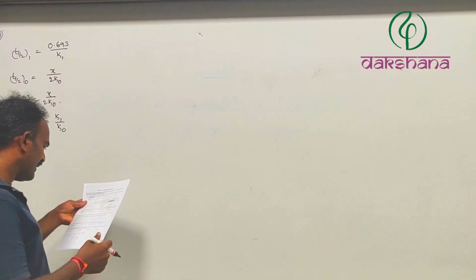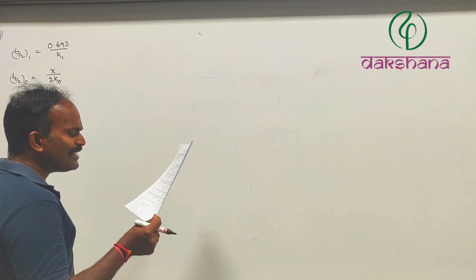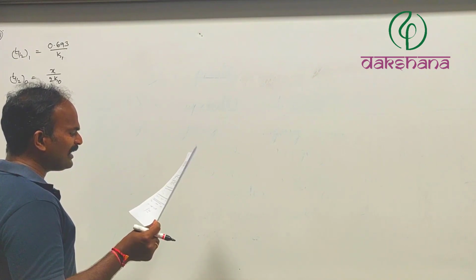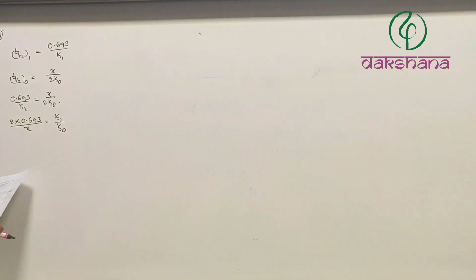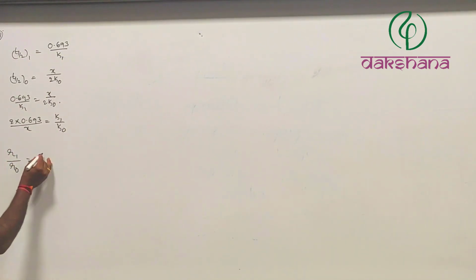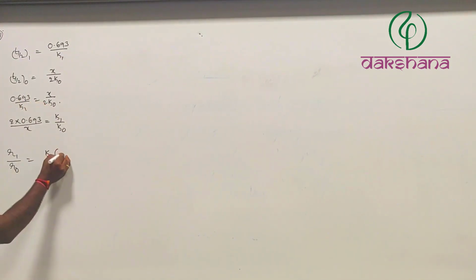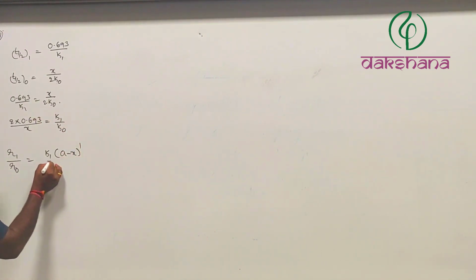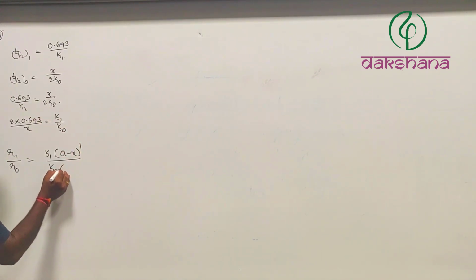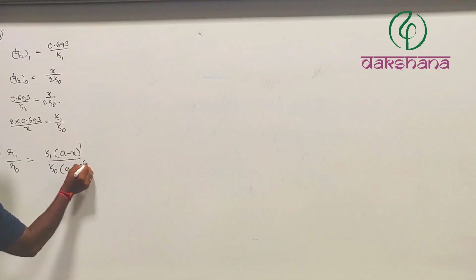K1 divided by K naught. Then the ratio of initial rates of first order reaction to that of zero order reaction. Initial rates, first order reaction to that of zero order reaction. R1 is equal to K1 into (A minus x) power 1, divided by K naught into (A minus x) power 0.